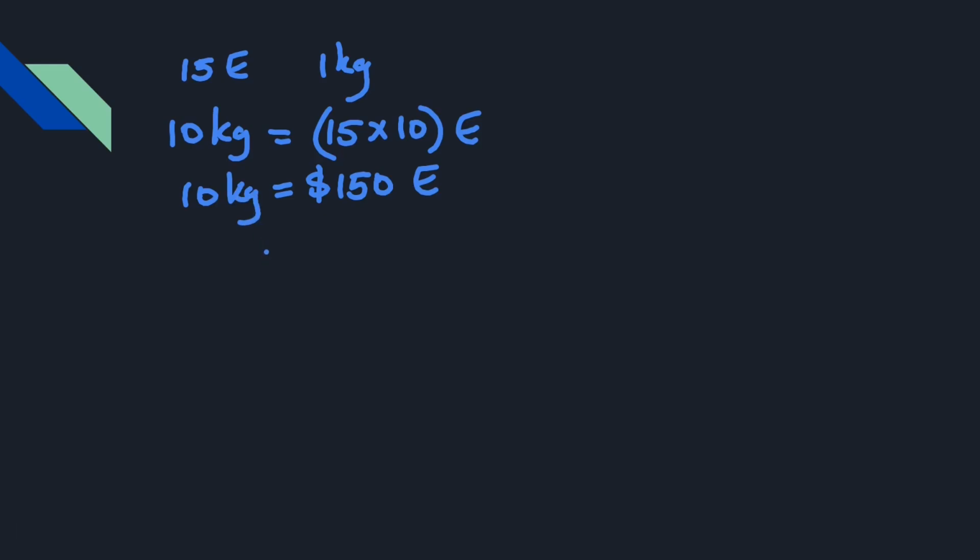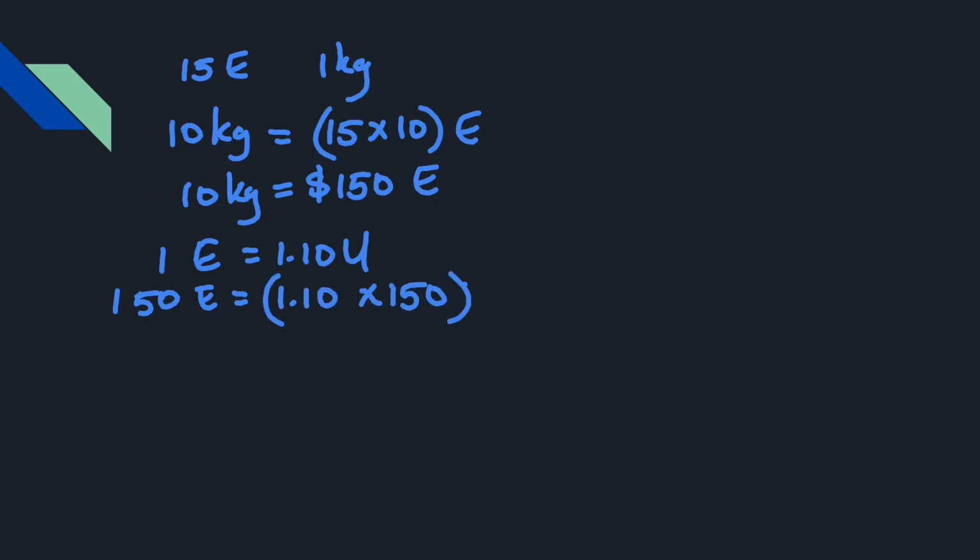The next thing we need to do is the conversion from euros to US dollars. So we convert these euros to US dollars by simply following the equivalence that we have. So we know that 1 euro is equal to 1.10 US dollar. That means 150 euros would be equal to 1.10 times 150 US dollars, and that would be equal to 165 US dollars.